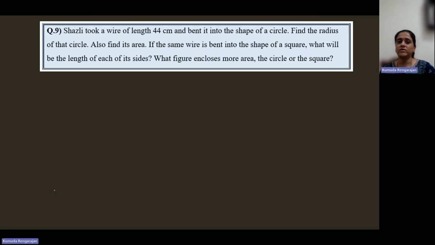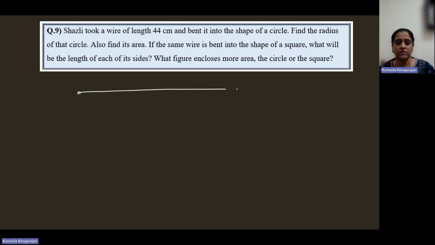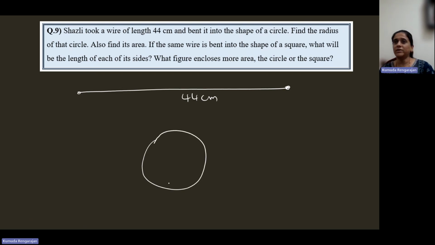What is that you have? You have a wire, right? What's the length of the wire? 44 centimeters. First, you bend this wire. Wire is flexible. You can bend it and make a circle like this. So what happens to 44? This length means 2 pi r is equal to 44. So you should work this and find r. After finding r, you should find pi r square, because it's the area.